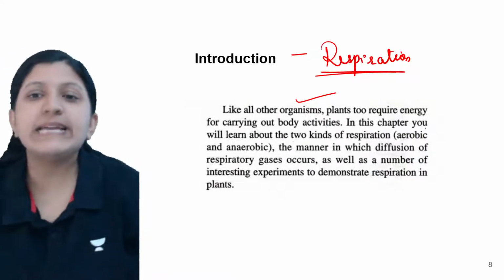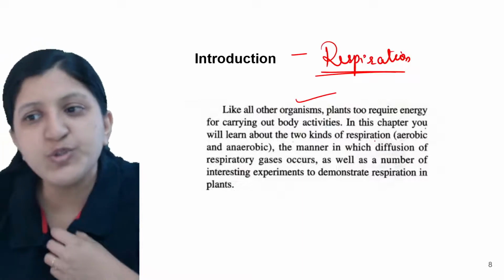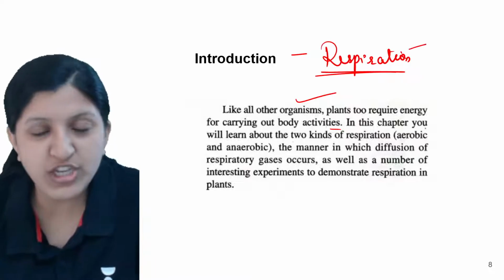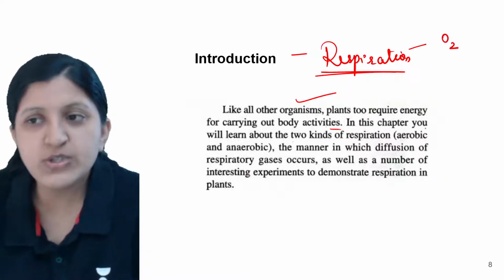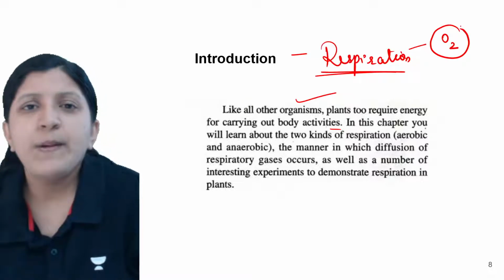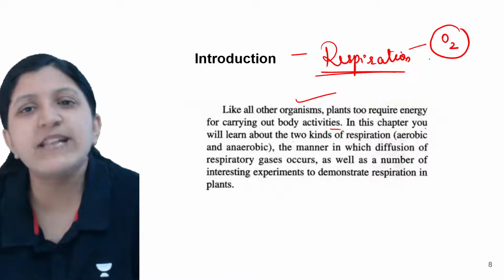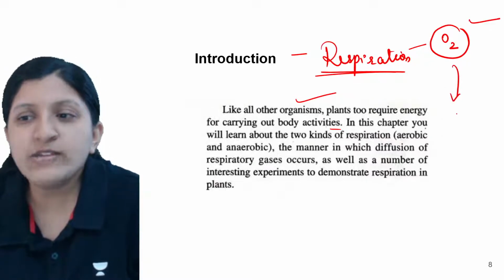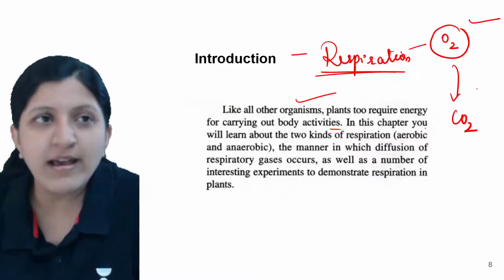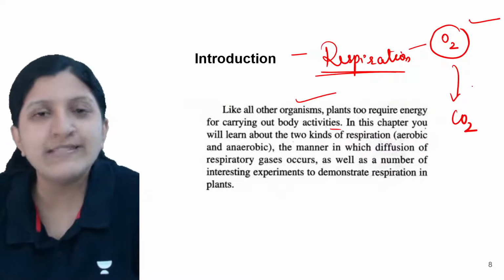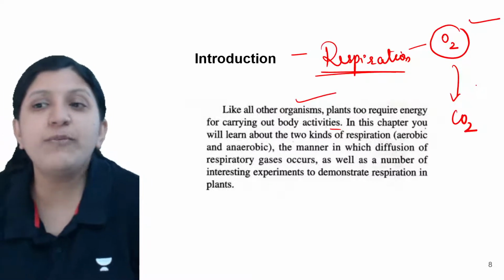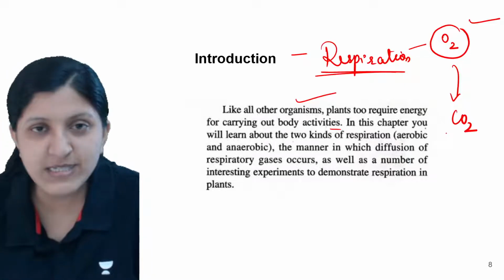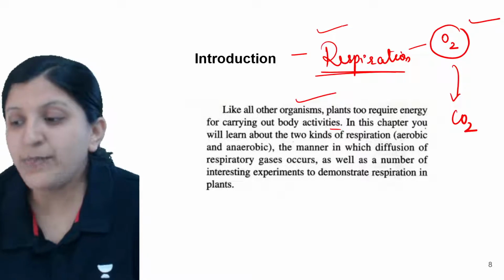Alright, so like all other organisms, the plant too requires energy for carrying out body activities. For respiration, oxygen is taken. This is always so, be it a human, any animal, or a plant: for respiration, oxygen is a must. Oxygen is taken and carbon dioxide is given out. A lot of students, when I ask what gas plants take in for respiration, mention carbon dioxide. No, carbon dioxide is used for the process of photosynthesis, but for plant respiration it is oxygen itself.